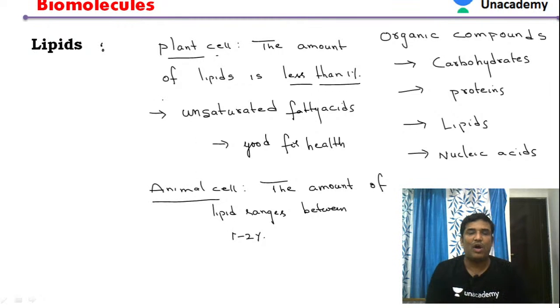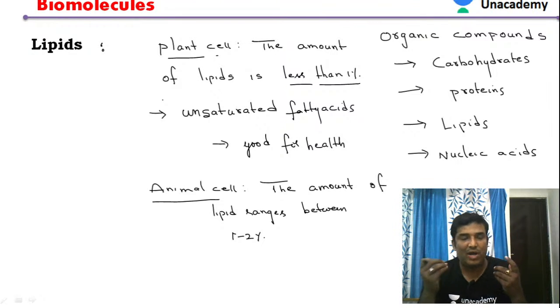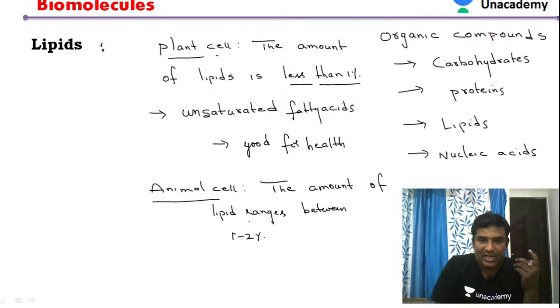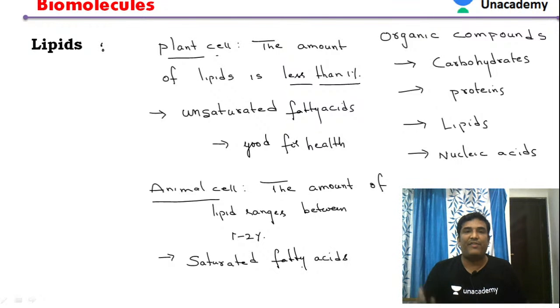When you compare the amount of lipids present in plant cell and animal cell, in plant cell we have lipids, but in very less amount, less than 1%. In animal cell, you also have lipids, but they are between 1 to 2%. In those lipids, specifically, there are fatty acids, and the type of fatty acids are saturated fatty acids. So saturated fatty acids are present inside the animal cell.